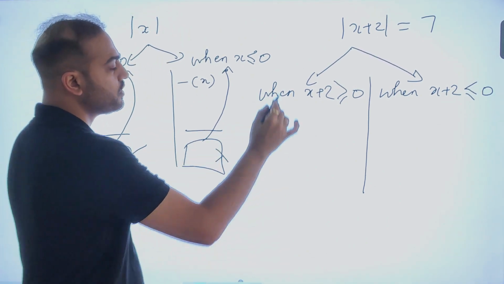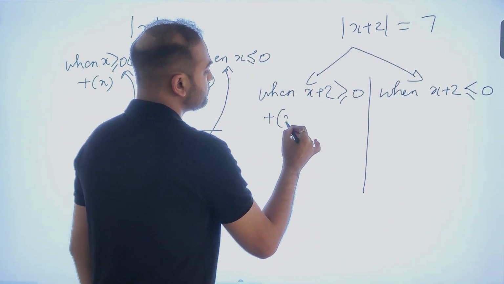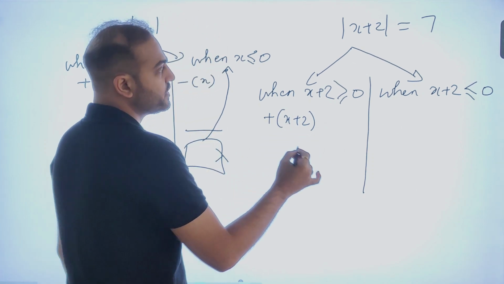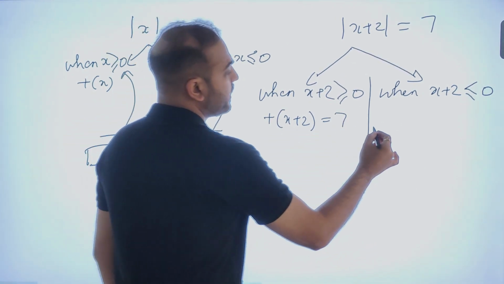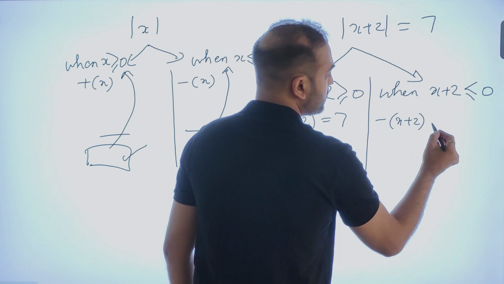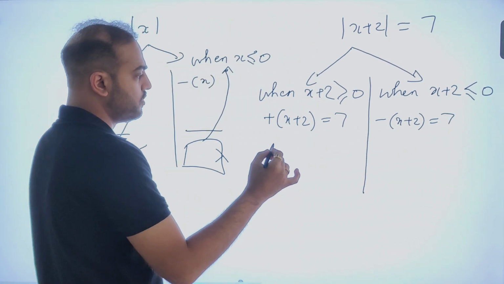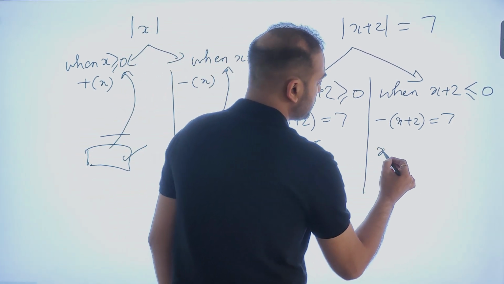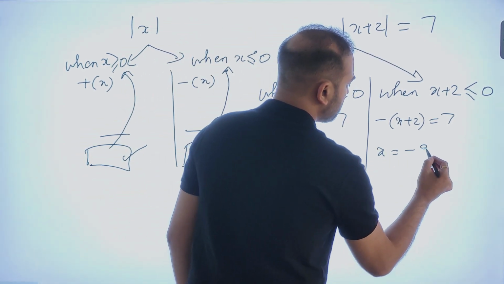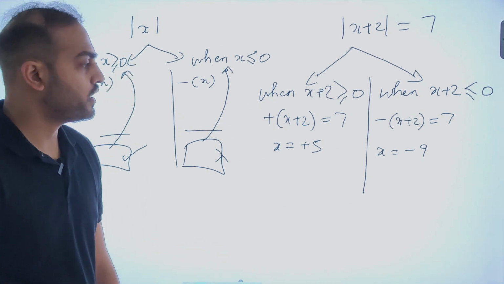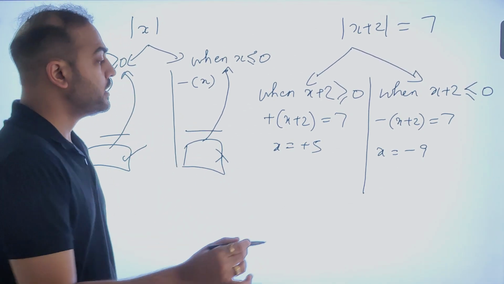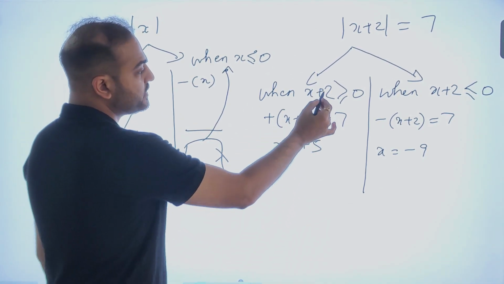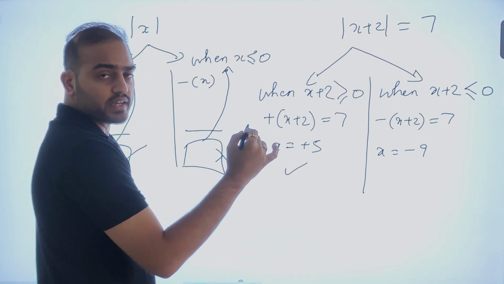If it is positive, the modulus opens with a positive sign. If it is negative, the modulus opens with a negative sign. We solve this, we get x equal to plus 5. We solve this, we get x equal to minus 9. Now remember, don't rush, verify. If you see, yes, plus 5 satisfies the condition.